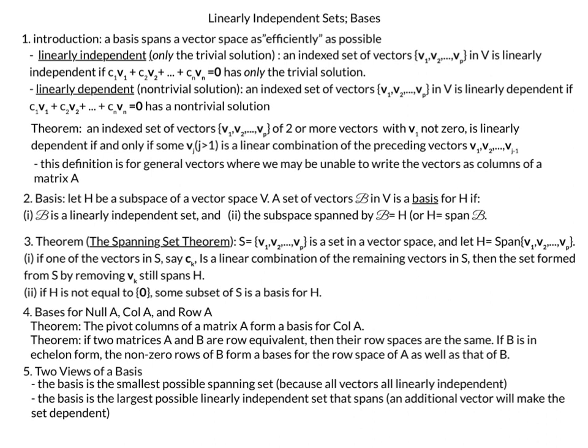The next thing we talk about is a basis for the null space of A, the column space of A, and the row space of A. There are a couple of theorems. And then last, we have two views of a basis. The basis is the smallest possible spanning set, and it's smallest because all the vectors are linearly independent. You can't get rid of one of them and still span the same set. Another view is that the basis is the largest possible linearly independent set that spans. It's the largest possible because if you add another vector, the additional vector will make the set dependent. That wraps up our overview, so now we're ready to look at each topic in more detail.